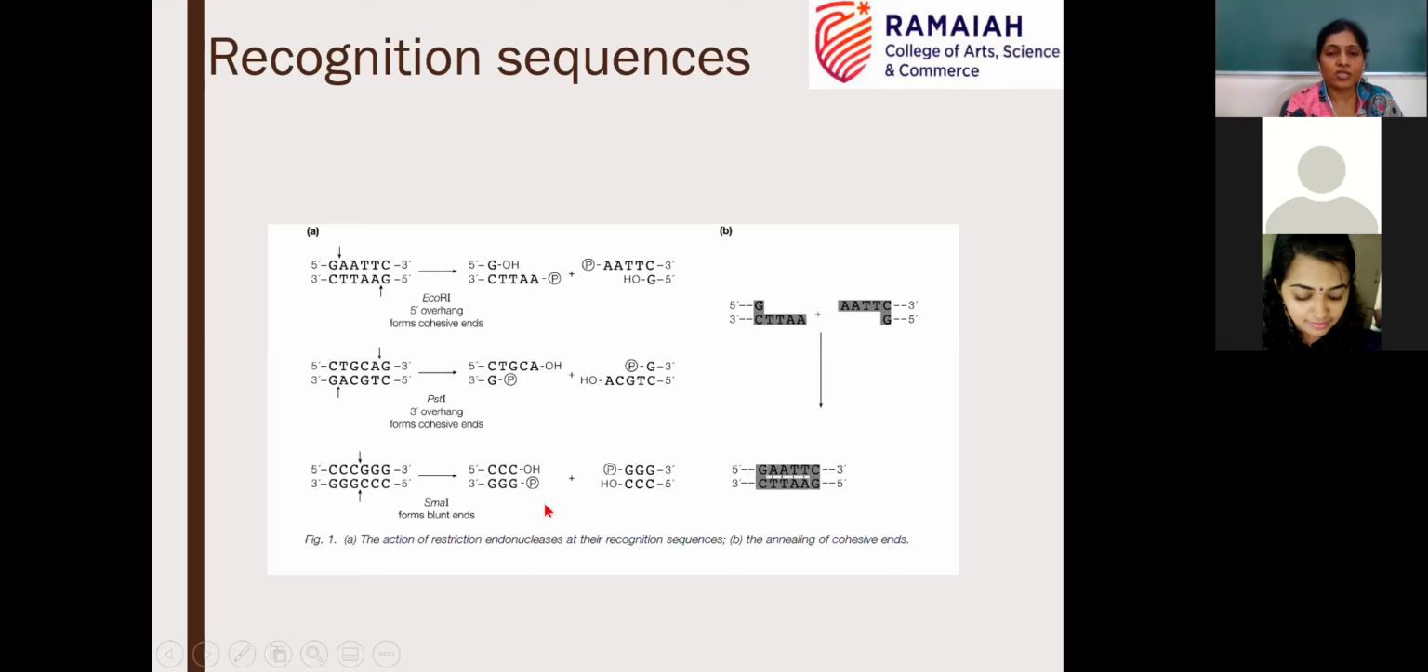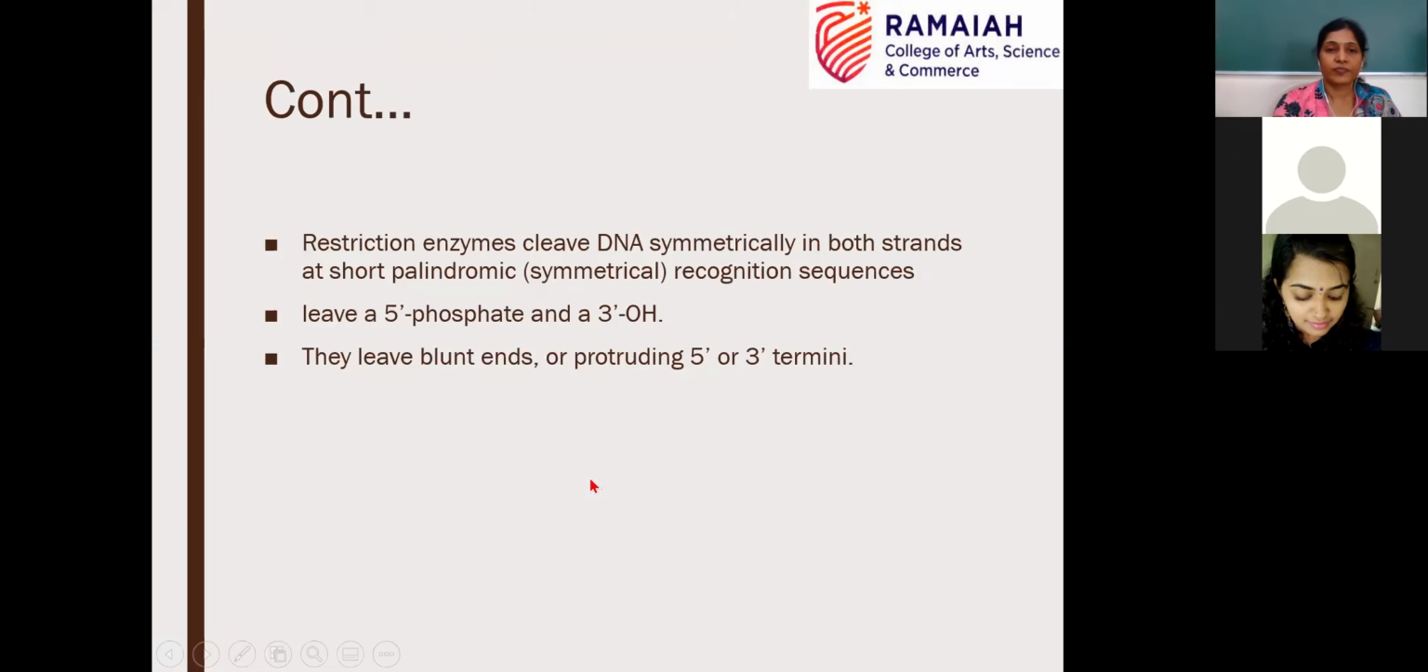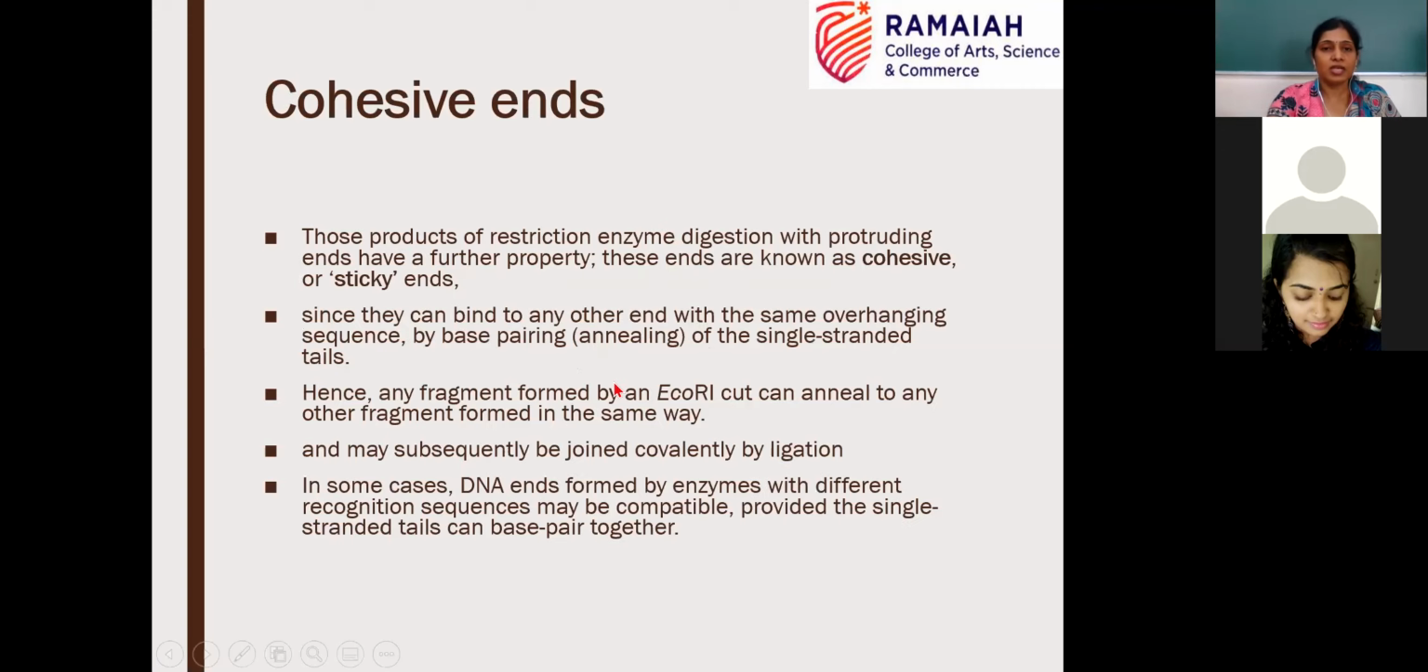The blunt ends are produced. Though they are blunt ends, the 5' end has the phosphate group attached and the 3' end has the free hydroxyl group. So these are the different ways the restriction enzymes produce restriction fragments: with 5' overhanging ends, 3' overhanging ends and blunt ends. As I told you, they cleave DNA symmetrically in both strands at short palindromic recognition sequences, leaving 5' phosphate and 3' hydroxyl groups. They might leave blunt ends or protruding 5' or 3' ends.